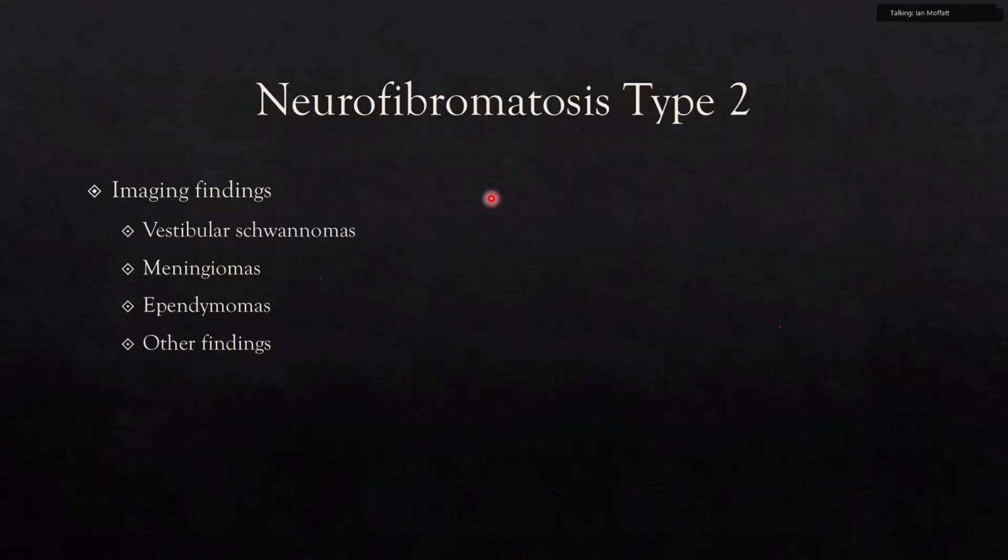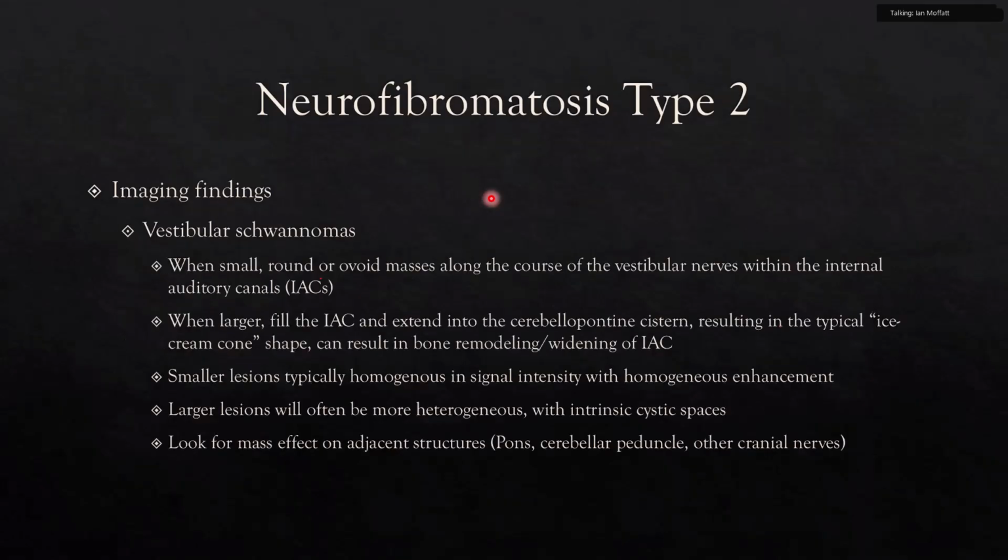So our imaging findings from the neuro perspective: vestibular schwannomas, when small, are typically round or ovoid masses along the course of the vestibular nerves, typically within the internal auditory canals. When larger, they fill the IAC and extend into the CP angle cisterns, resulting in the typical ice cream cone shape. They can result in bony remodeling and widening of the IAC, which can be a clue on CT. Smaller lesions typically demonstrate homogeneous signal intensity and homogeneous enhancement, and then larger lesions often become more heterogeneous with intrinsic cystic spaces.